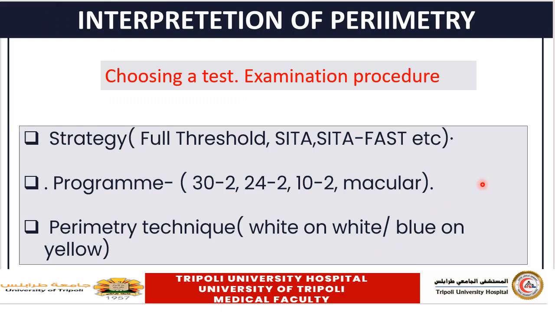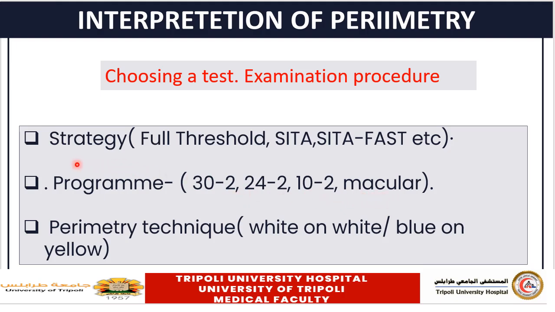Now, after understanding the principles of standard automated perimetry and the different strategies used, when we decide to take a patient to the test or to the machine, we have to identify three important points. Which strategy should I use? The full threshold strategy, SITA strategy, or SITA fast? And I have to determine the program that I want to use. Is it 30-2, or 24-2, or 10-2, or macular, and so forth.